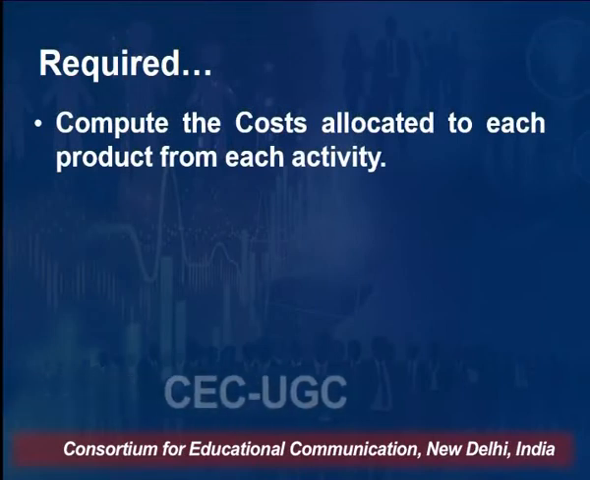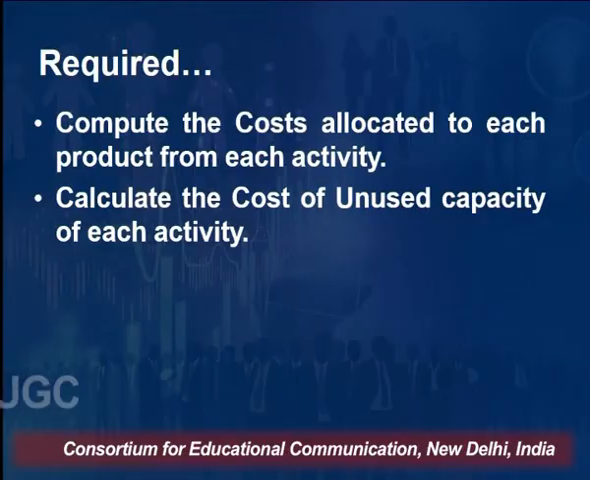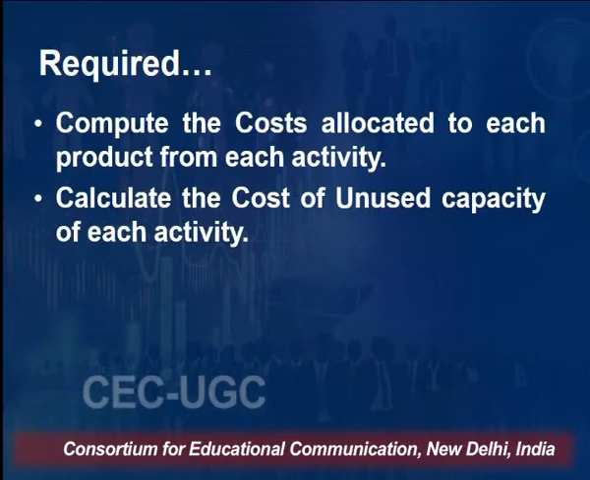Now what is expected from us? They are basically asking us to compute the cost allocated to each product from each activity. That from each activity how much cost is being allocated to each of the products. That is what they are asking, and they are asking us to calculate the cost of unused capacity of each activity. So they expect from us that we should tell not only the unused capacity but also the cost of unused capacity for each of the activity in relation to all 3 products.